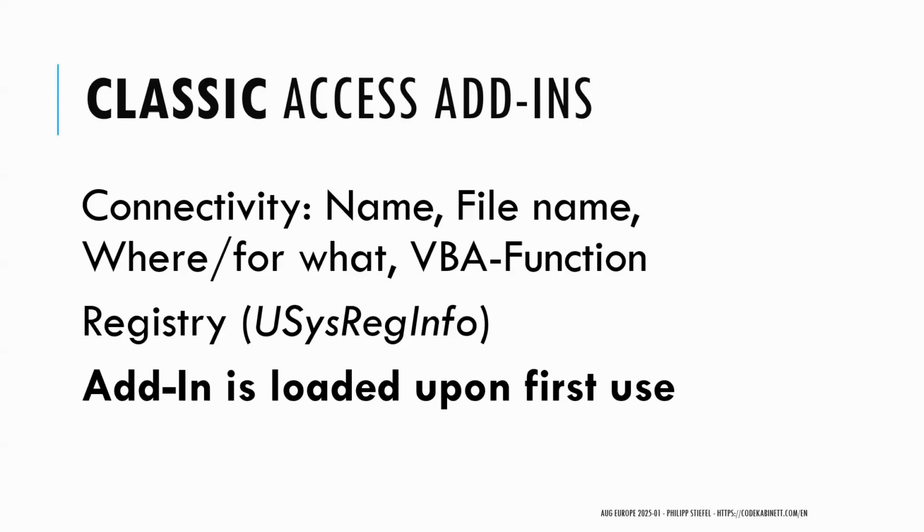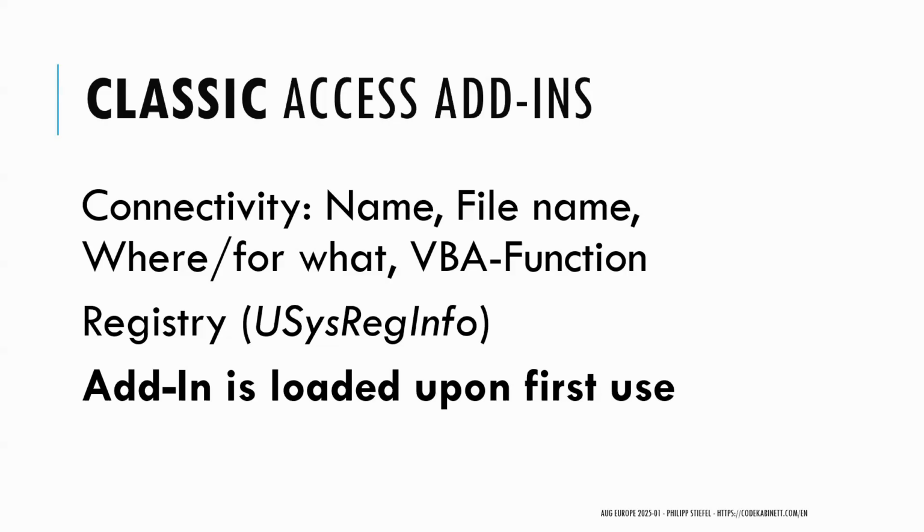That's where Access is looking for add-ins and for the information like the file name and VBA function name to invoke the add-in. When you create one, you will write this info in the USysRegInfo table, but when you install it, Access will write this information to the registry, and that is where it has to be. The USysRegInfo table is just a helper for you to easily provide the information. In the end, it only matters whether this information is in the Windows Registry.